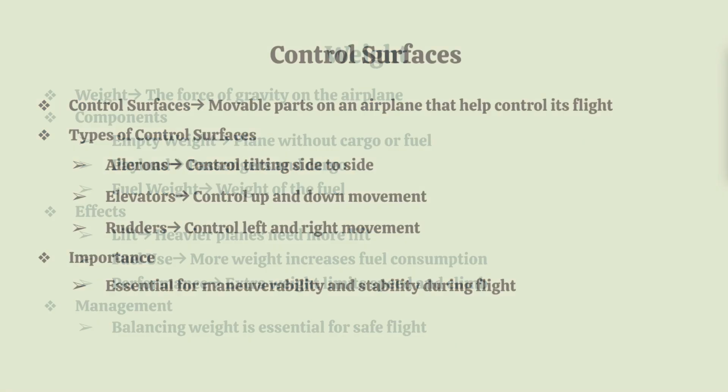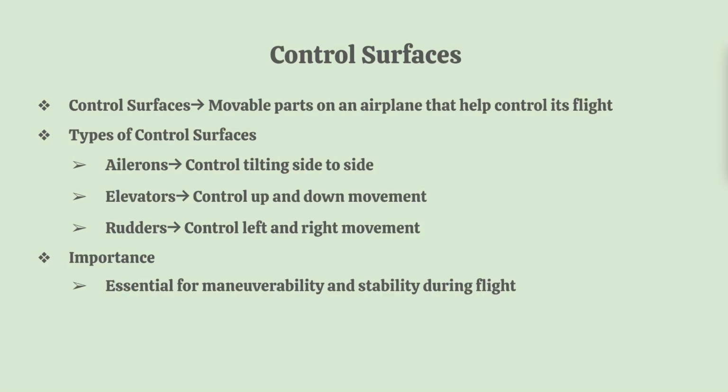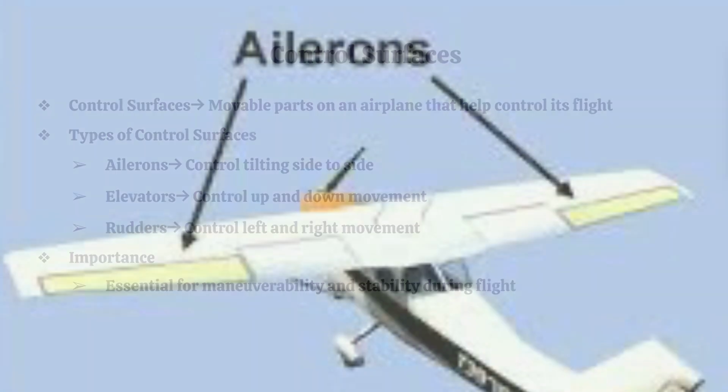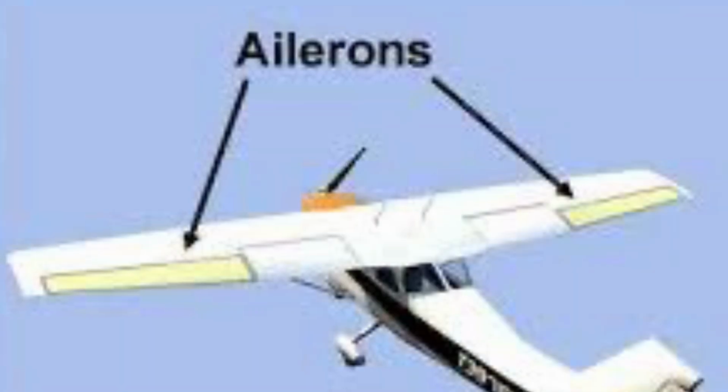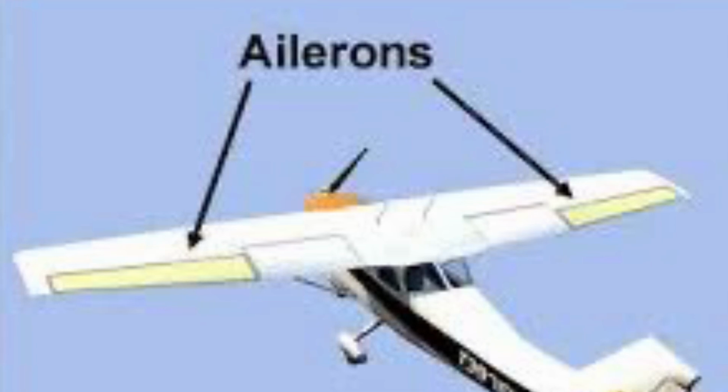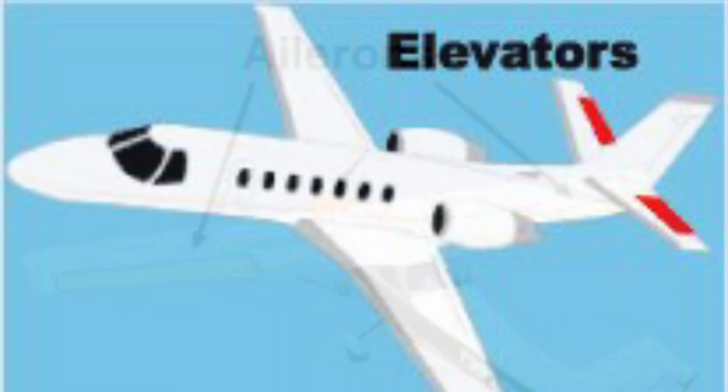Control surfaces are the movable parts on an airplane that allow the pilot to control its movements during flight. There are three main types of control surfaces. First, ailerons, found on the wings, control the plane's roll, which means they help tilt the plane from side to side. This is important for turning the plane smoothly.